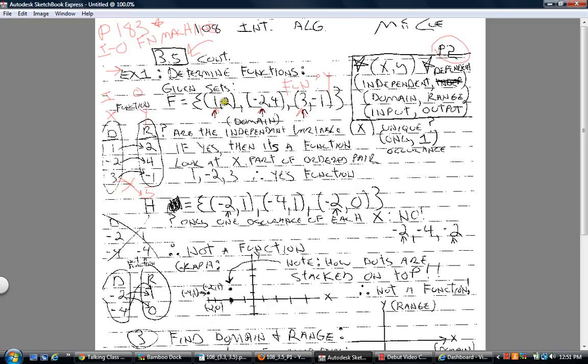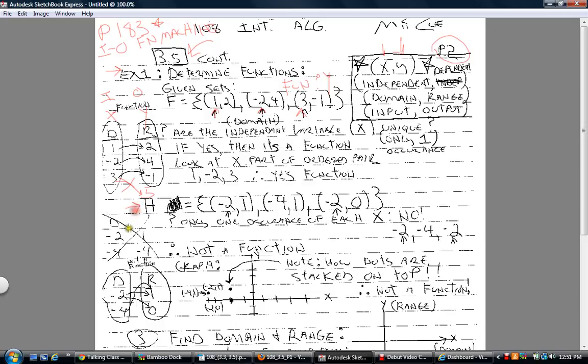Up here in my corner, I forgot to mention, get used to parentheses, X comma Y. You always put the parentheses to represent an ordered pair. That also represents the input variable is X, input X, output Y, independent, dependent. The domain is always the X, and the range is Y. I know I've said this before, but you got to drill that into your head. Okay, so let's look at this example.